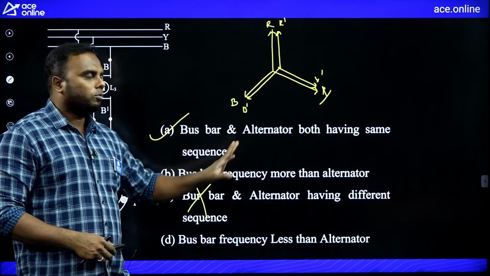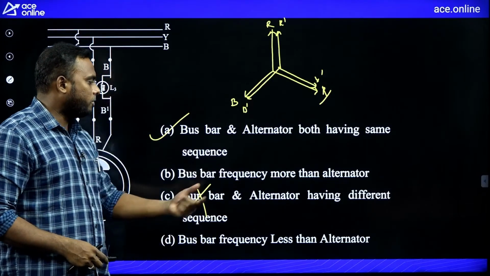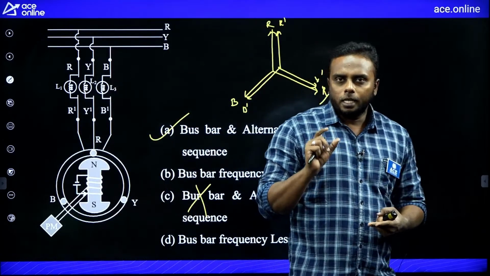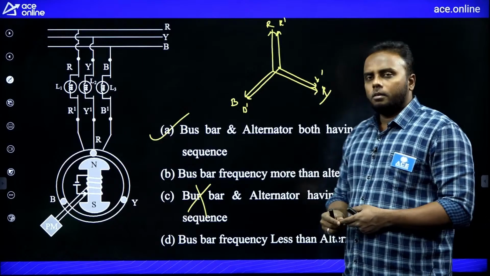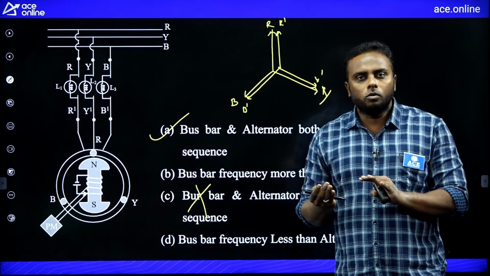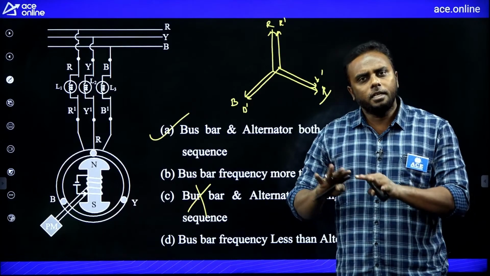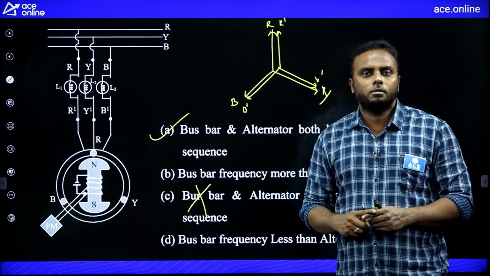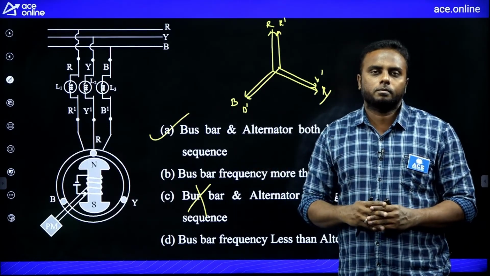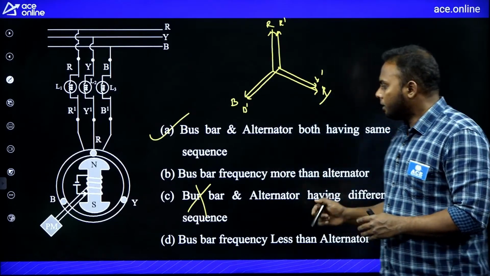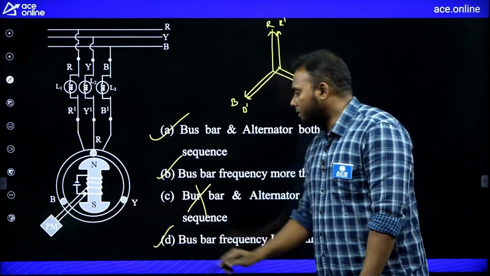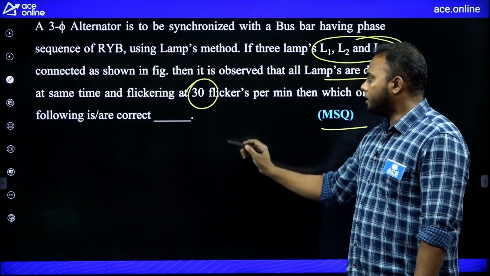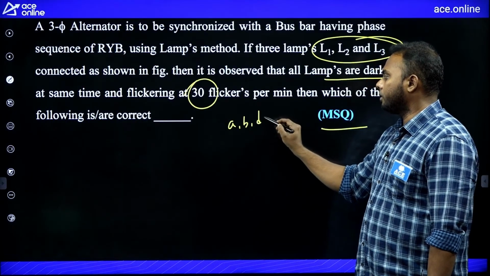Next, second, bus bar frequency more than alternator. And fourth, bus bar frequency less than alternator. What about these 2 points? Second is right or wrong? Yes, frequency difference is there, but we don't know which is more, which is less. Whether bus bar frequency is more than alternator or less than alternator, in both cases you will get that flickering. We cannot identify that here directly. That's why B and D also correct. As it is MSQ, I said, more than one option can be right. That is A, B, D. So these 3 options are correct for this.